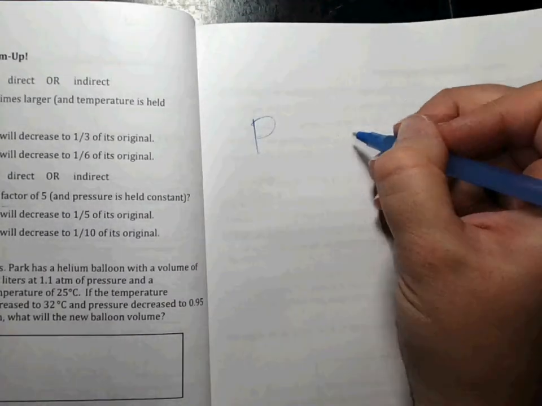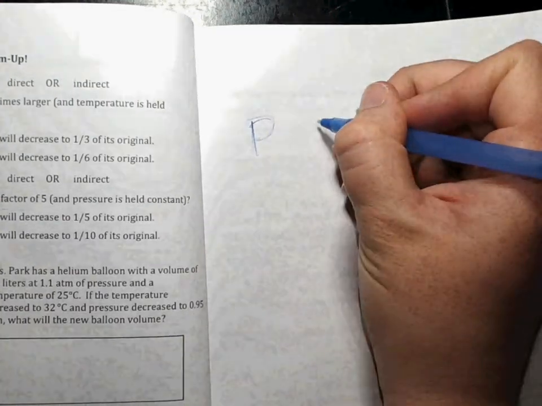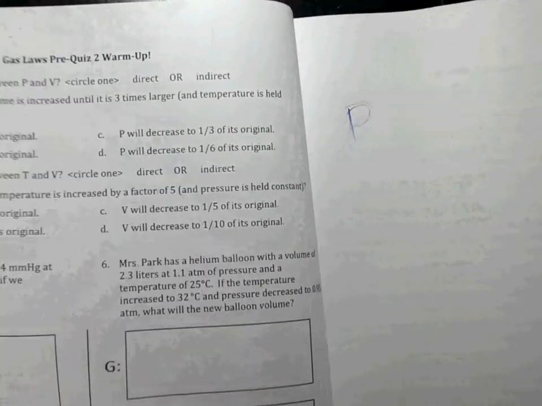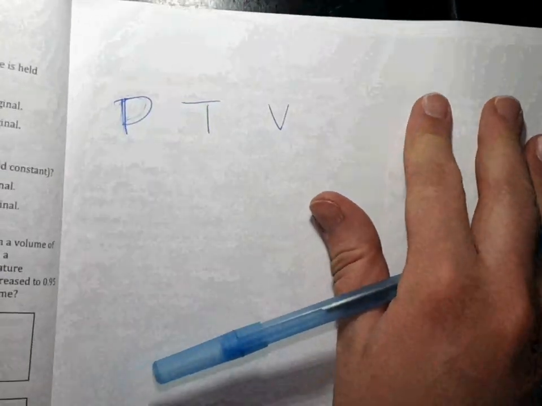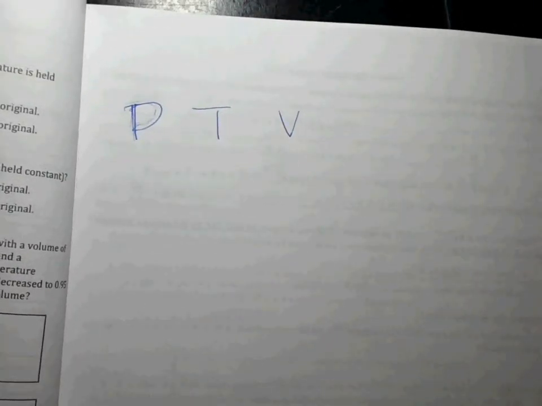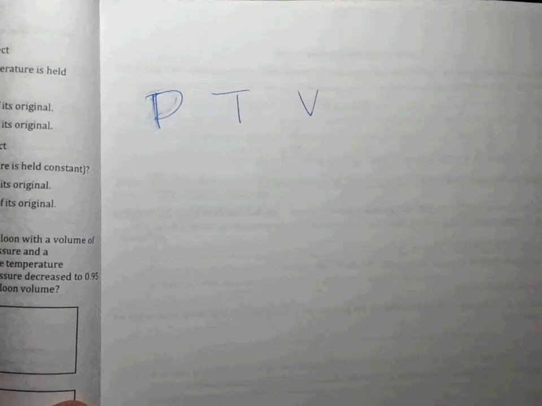Remember, the trick was to write the letters P, T, and V in alphabetical order, just in a straight line. Okay? In alphabetical order, in a straight line.